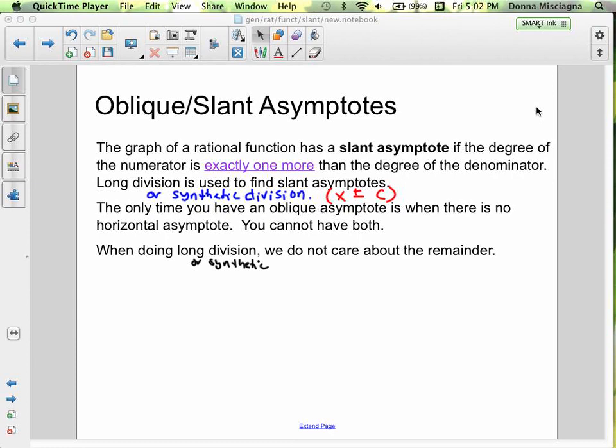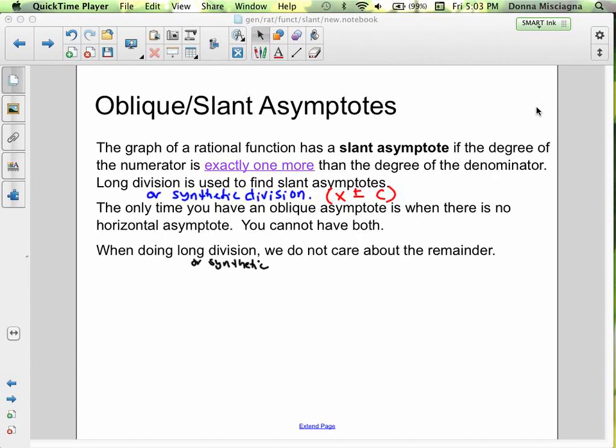To find this slant asymptote, we're going to use long division or synthetic division. If our denominator is x plus or minus a constant, you can use synthetic division. If it's not just x plus or minus a constant, then you're going to need to do long division. You only have an oblique asymptote when there's no horizontal asymptote. You cannot have both. So it's either or.